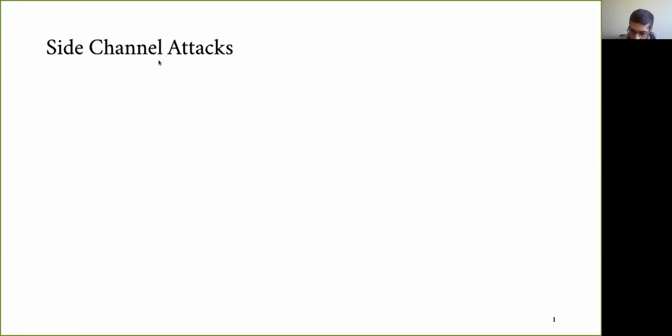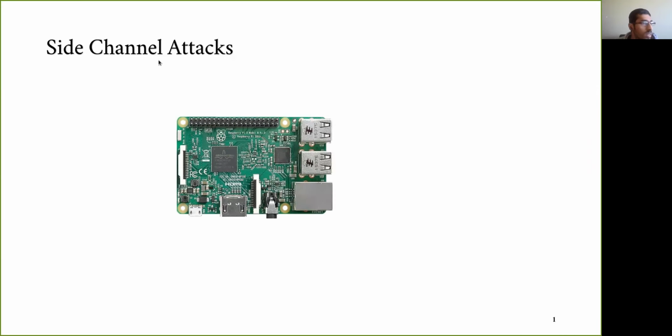Channel attacks. Let's see what a side channel attack is first, then get into what I'm doing. So this is a device. It's a Raspberry Pi, and let's say it's running some cryptographic code that involves plain text and a key, and it outputs some ciphertext. Ciphertext is the output of the cipher. The cipher is the encryption algorithm that's running on here.